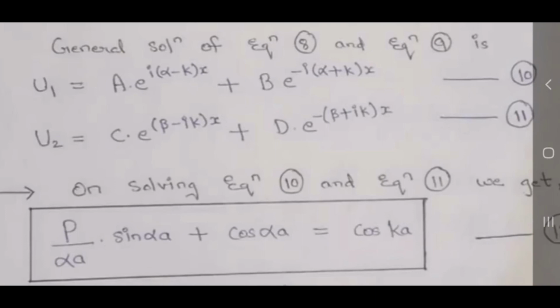Now we can solve these two equations to get another equation, and that is the most fundamental equation of the Kronig-Penney model: (P over alpha a) sin alpha a plus cos alpha a is equal to cos ka, where P is the potential, a is the interatomic distance, alpha is some constant, and k is the wave number. k is equal to 2 pi over lambda.